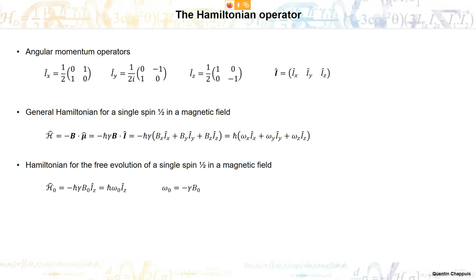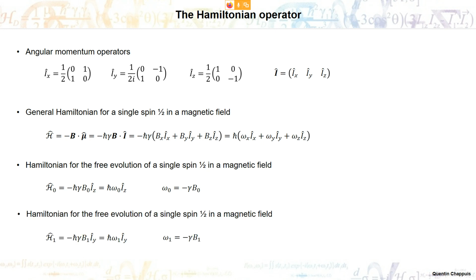Now if we write it for free evolution, when there's only the magnetic field along Z and no radio frequency pulse, then Bx and By are 0. So we only have the component along Z. And we call it B0 by convention, with the Larmor frequency omega 0 being minus gamma B0. During the pulse, assuming that I neglect the effective free evolution during the pulse, here's the Hamiltonian I get, where I only have the radio frequency pulse B1 with nutation frequency omega 1.